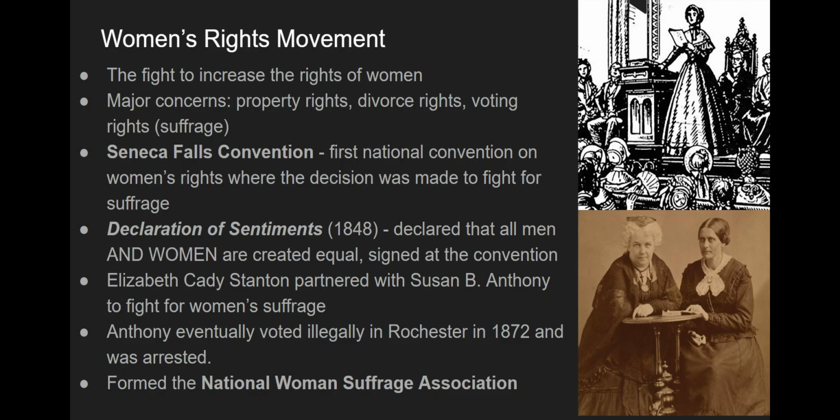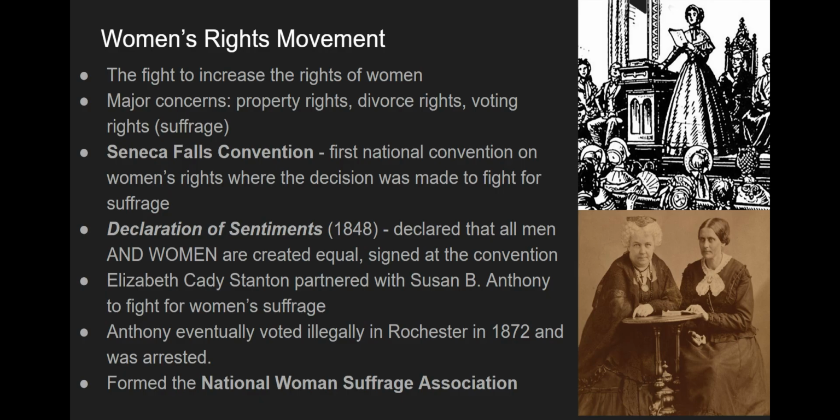Women were also seeking divorce rights. This includes the ability to divorce and also access to children after a divorce. And then ultimately, this movement works towards voting rights. This term is also called suffrage.